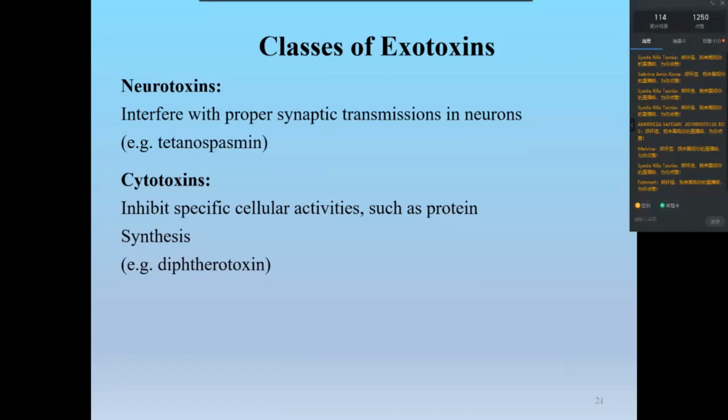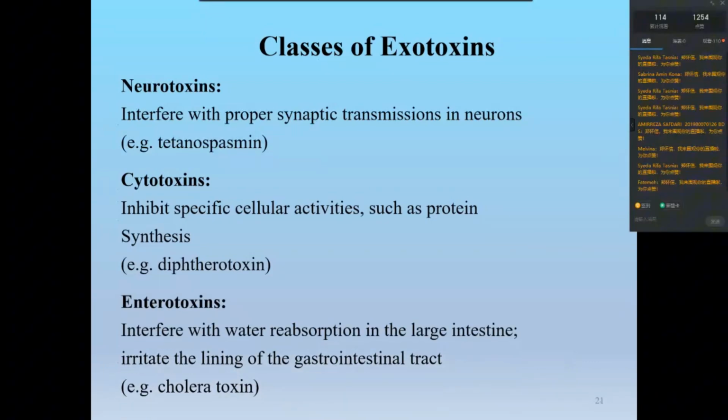Cytotoxin, you know, cyto means cell. So cytotoxins can inhibit specific cellular activities, such as protein synthesis. So this is cytotoxin working on the cell. Like diphtheria toxin is one type of cytotoxin. Another type of toxin is called enterotoxin, and we know the word entero means the digestive tract, the intestine. So this type of toxin interferes with water reabsorption in the large intestine.